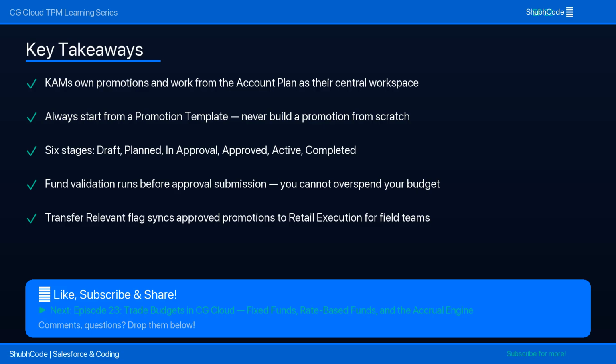Alright, let's wrap up. Here are the key things to remember. KAMs own promotions, and work from the account plan as their central workspace. Always start from a promotion template. Never build a promotion from scratch. 6 stages: draft, planned, in approval, approved, active, completed. Fund validation runs before approval submission. You cannot overspend your budget. The transfer relevant flag syncs approved promotions to retail execution for field teams.